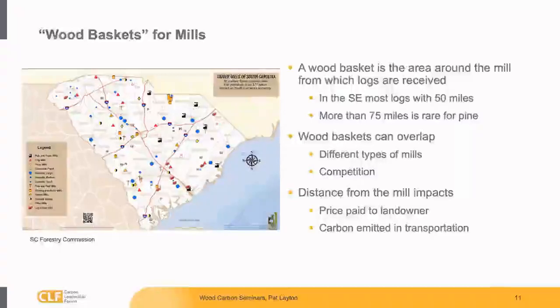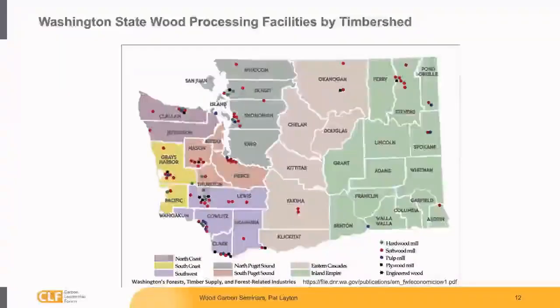So the longer the distance, the more carbon emitted in transportation, the lower the price the owner gets, because again, about half the price of wood delivered to the mill is harvesting and transportation. If you go farther out, the price for the logs goes down so that you can cover that transportation and harvesting expenses.